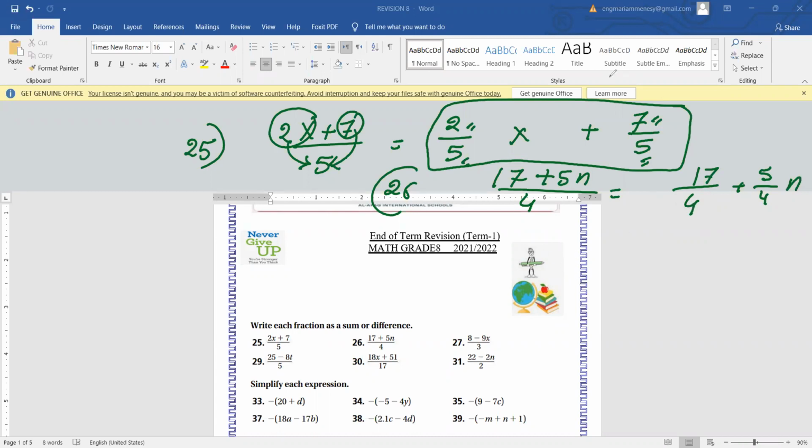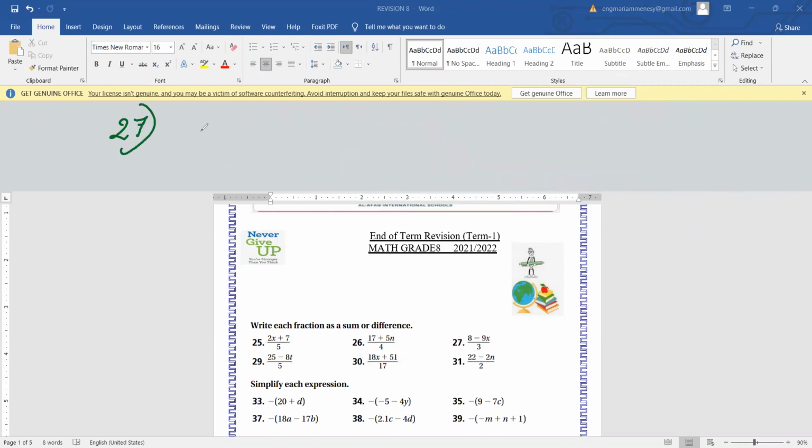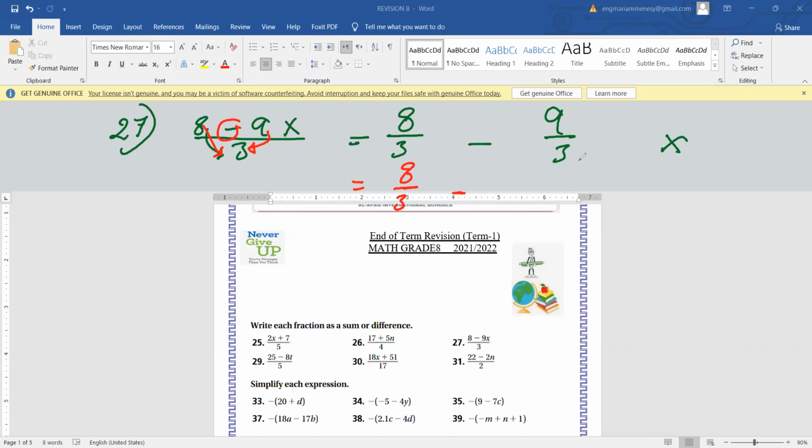Okay, I'll solve number 27. Number 27, 8 minus 9x over 3. I'll distribute: 8 over 3 minus 9 over 3x. Do you understand that? Then we will simplify. 8 and 3, no simplify, then 8 over 3 as it is. 9 and 3, I can simplify, divided by 3 on both sides. Then it will be 3 over 1x. 3 over 1, my dear, is 3. This is the answer.